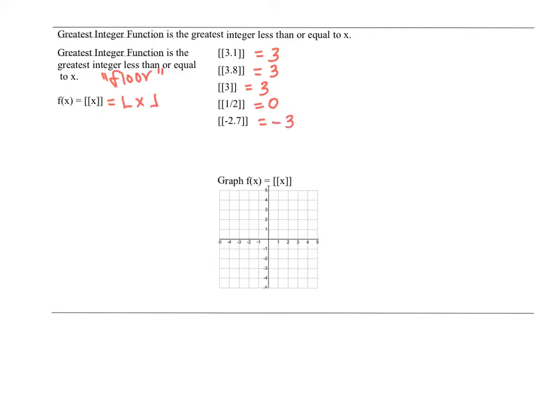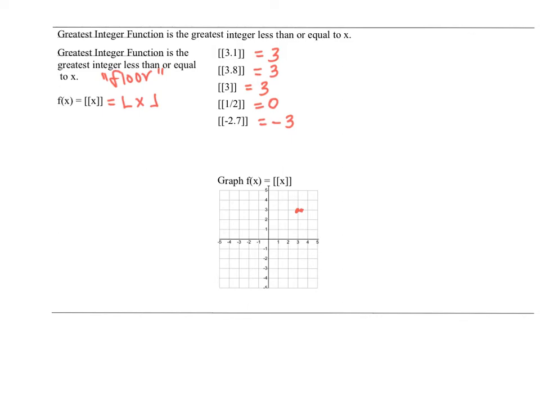Okay, now we're going to consider the graph of the greatest integer function. So why don't I start out by using the points that I have above. So I know that the greatest integer function of 3 is 3, so that's definitely on my graph. Okay, now if I do 3.1, that's also 3. If I do 3.8, that's also 3.